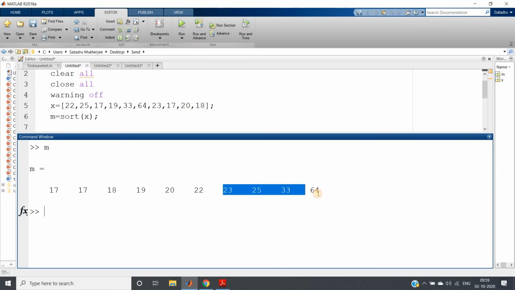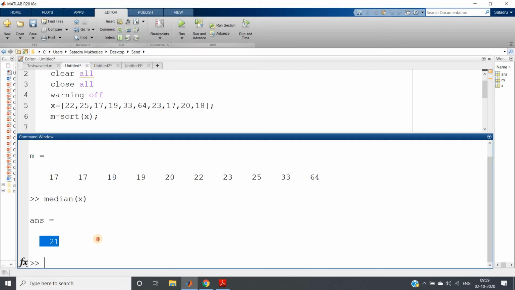Cool. So for the middle data, these two, you will be considering 20 and 22. 20 plus 22 by 2 is 21. So the median for this data set is 21, or else you can simply check median of x, and you will be getting 21, right? So 21 is dividing our data set into lower and upper half. The lower half is obviously below 21, that is 17, 17, 18, 19, 20, and the upper half is 22, 23, 25, 33, 64.